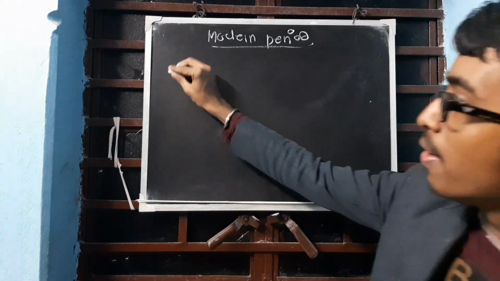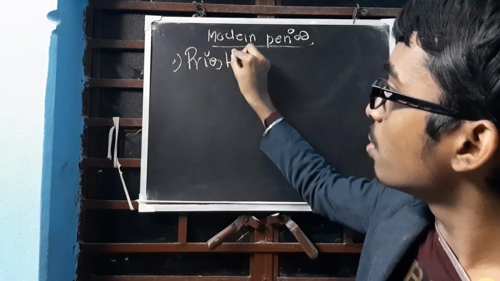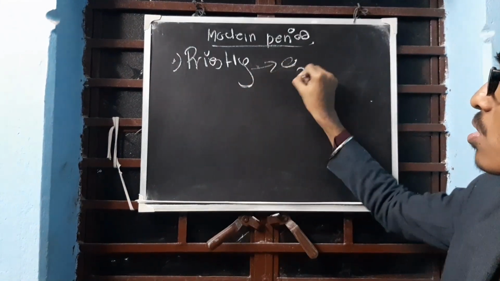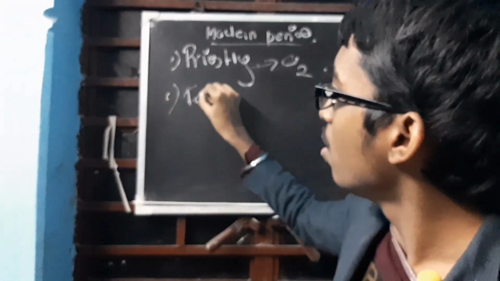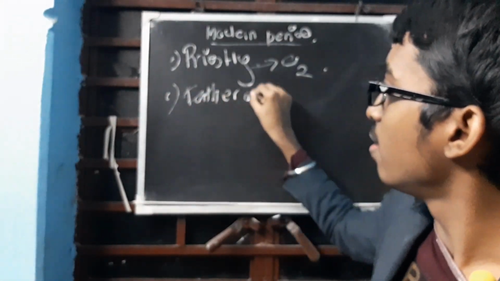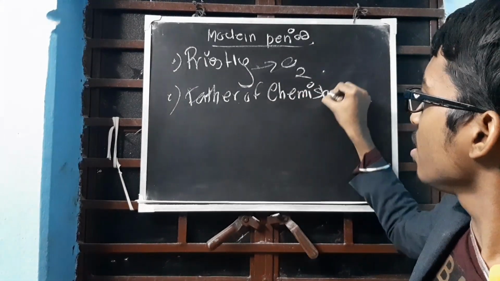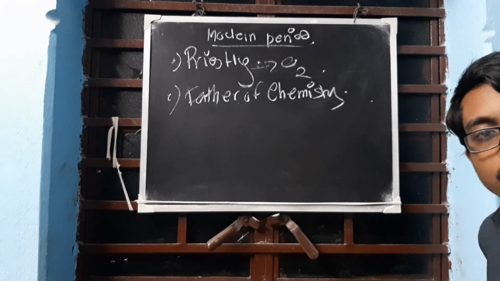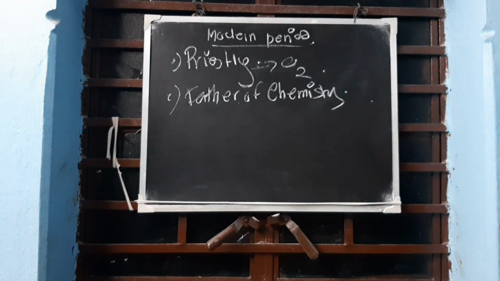What happened? Firstly, you have Priestley. Forgive me if the spelling is wrong, I am not very sure about the spelling. Priestley discovered oxygen. Then comes the father of chemistry. Who is the father of chemistry? The father of chemistry said that yes, it is oxygen. He confirmed Priestley's discovery. Who is the father of chemistry? Answer in the comment section.